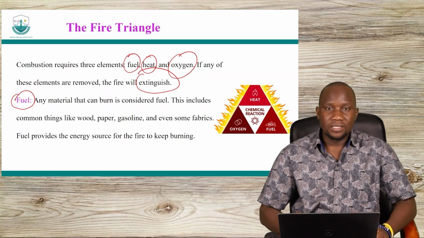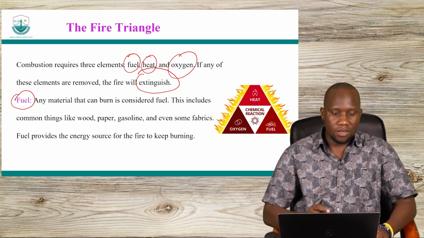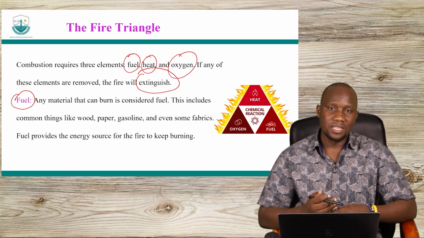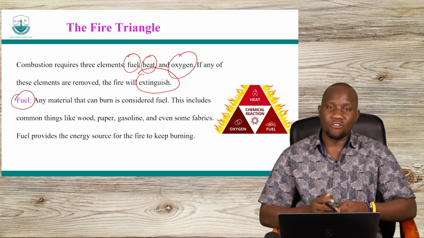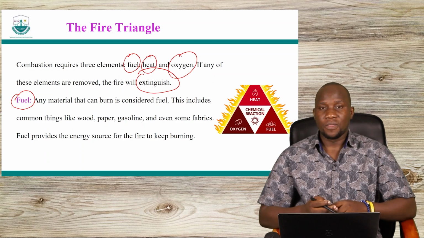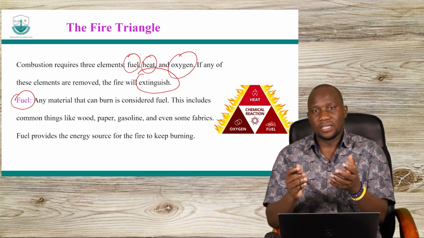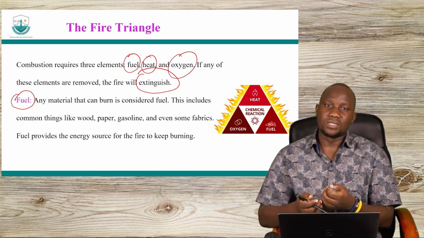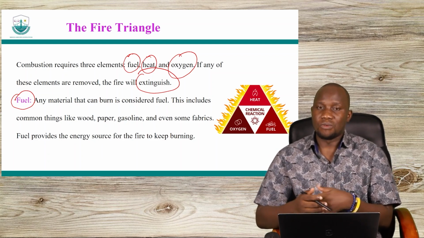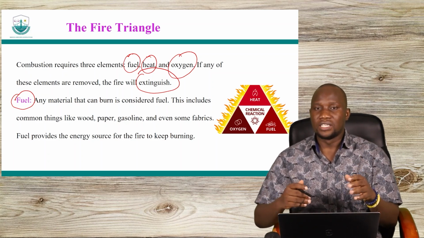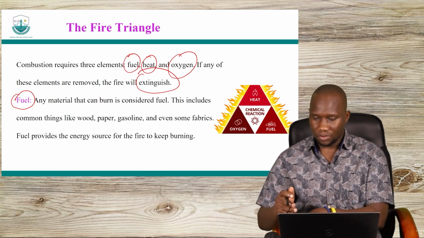So that means that the fuel is the one which provides the energy source for the fire to continue burning. So that means that if you remove the fuel, if the cloth has caught fire, you remove the cloth, that is one step towards making sure that the fire does not spread to other places. Okay.